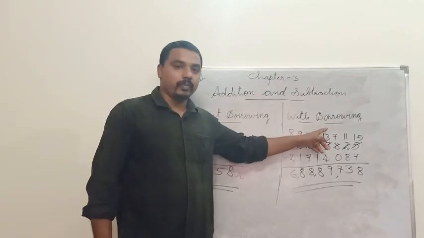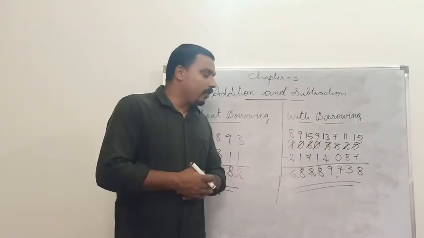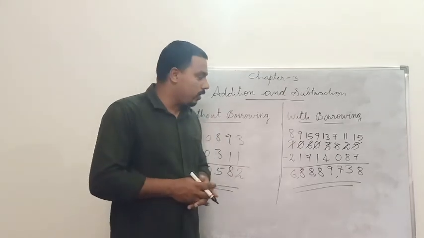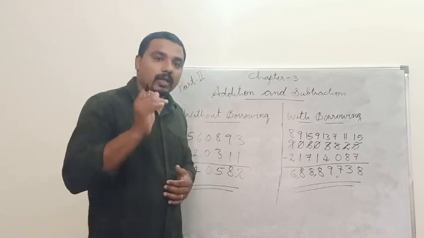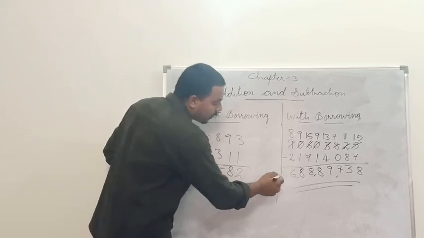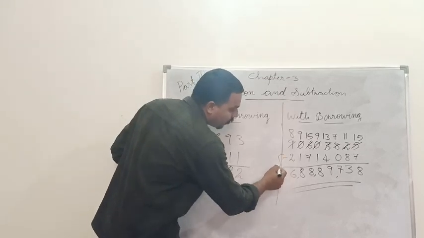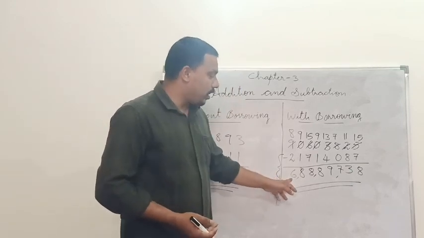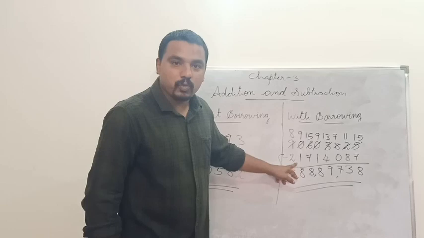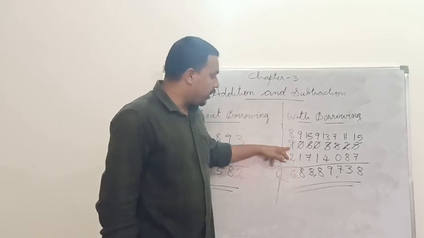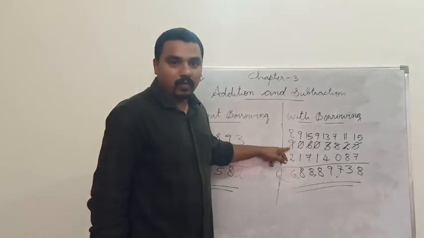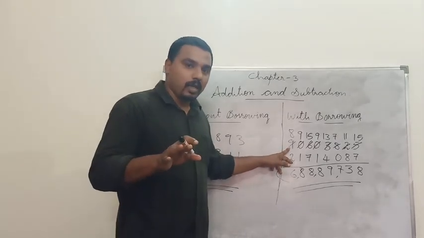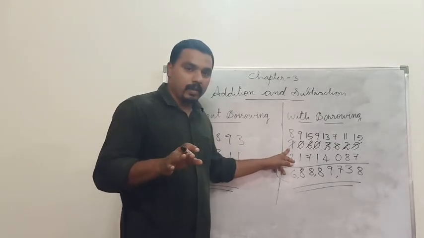In this way we have to subtract with borrowing. Clear? So we can verify whether the subtraction is correct or not. How can we verify? By doing addition. We need to add the difference and the subtrahend. If we get the minuend, the first number, that means the subtraction you have done is correct. Otherwise, check it again. Okay?